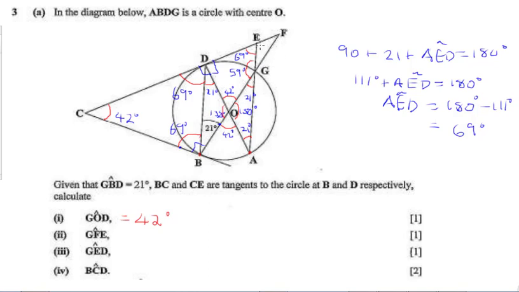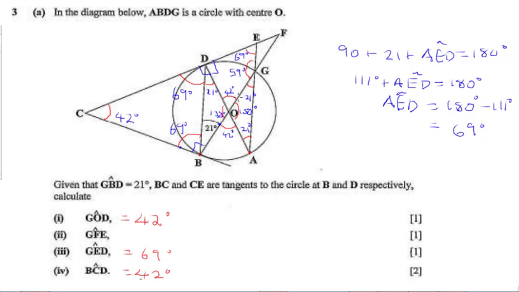GFE, we haven't found GFE. Okay, let's skip it. We'll come to it later. GED, where's GED? GED, we found 69 degrees there. And lastly, BCD. BCD is 42 degrees. So we are only remaining with one, and that is GFE. So GFE.